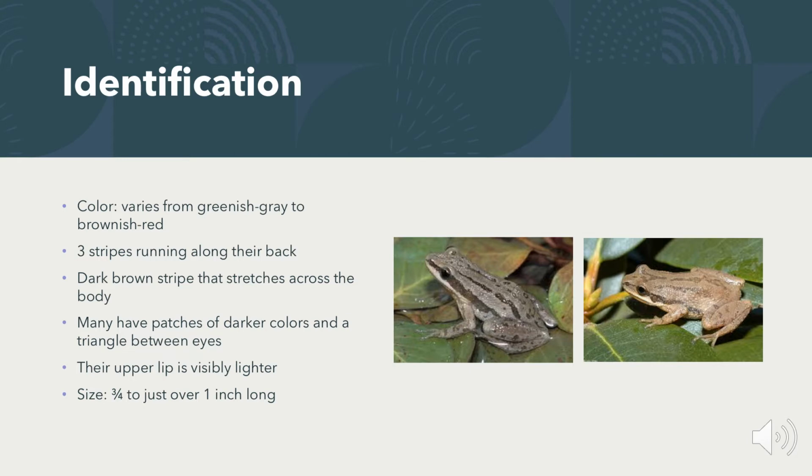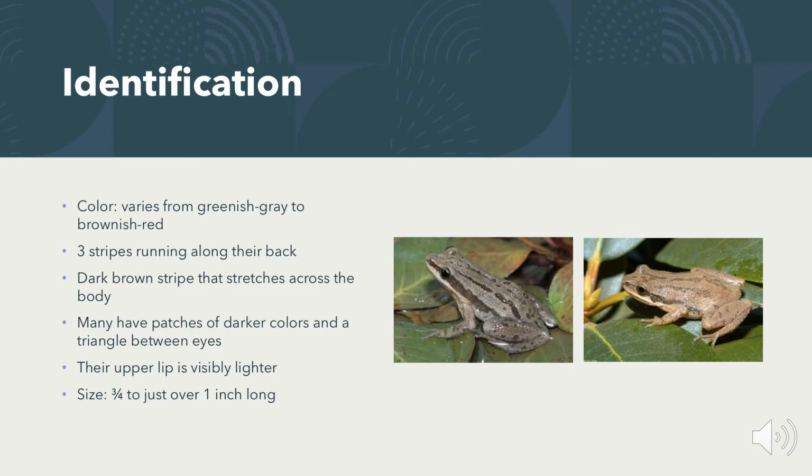These stripes also vary by individual, so they may be broken up into streaks, as you can see in the left picture, partially striped or even spotted. But for the most part, you can make out these 3 stripes. And another distinct characteristic of the upland chorus frog is that they have a dark brown stripe that stretches from the front of the frog across their eye and down to the back of their body.